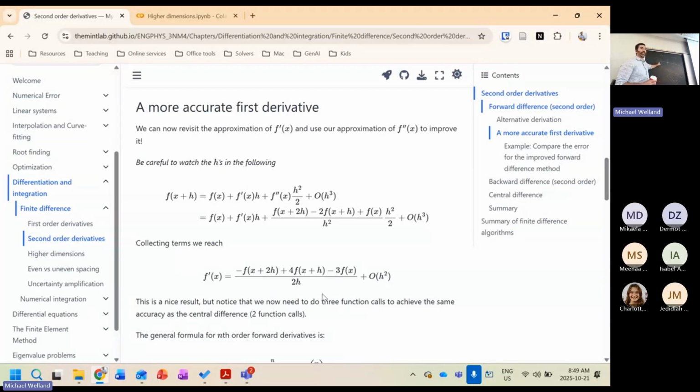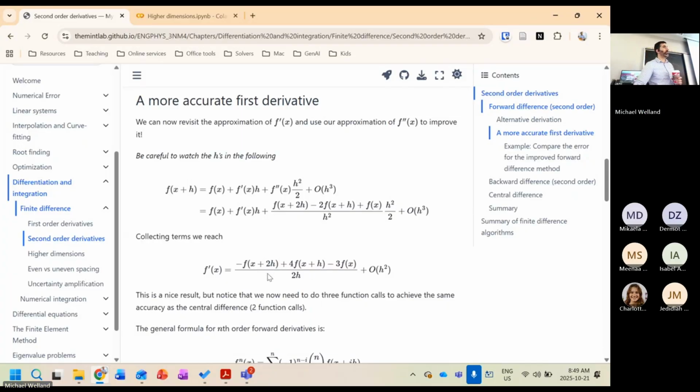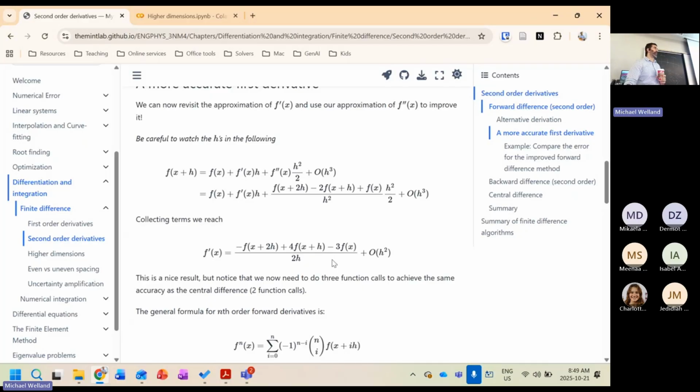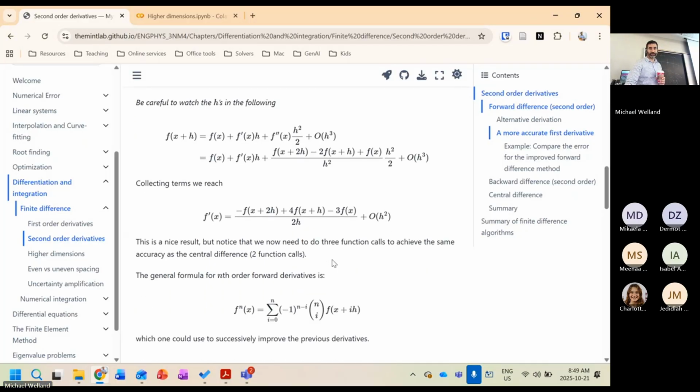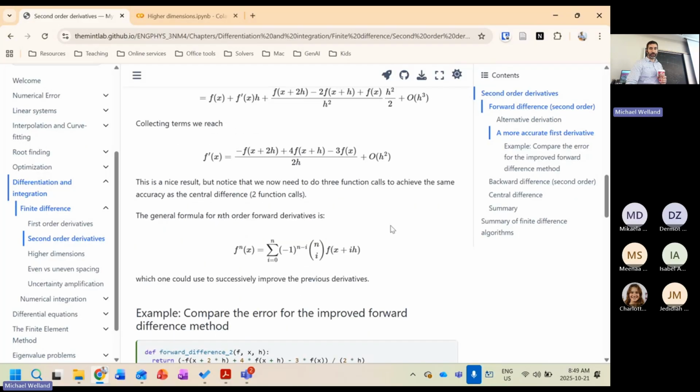So we could use it at the boundary here. But now it requires 3 data points. You've got 1, you've got 2, and you've got 3: f of x, f of x plus h, f of x plus 2h. But it's better accuracy, which is what we're after. However, notice that this guy is h squared accurate. So it's actually comparable to the central difference. But this guy now requires 3 function calls. Central difference only requires 2.